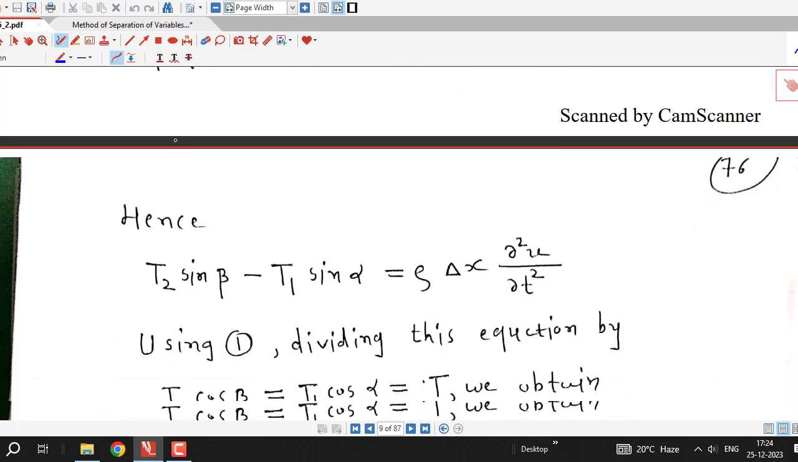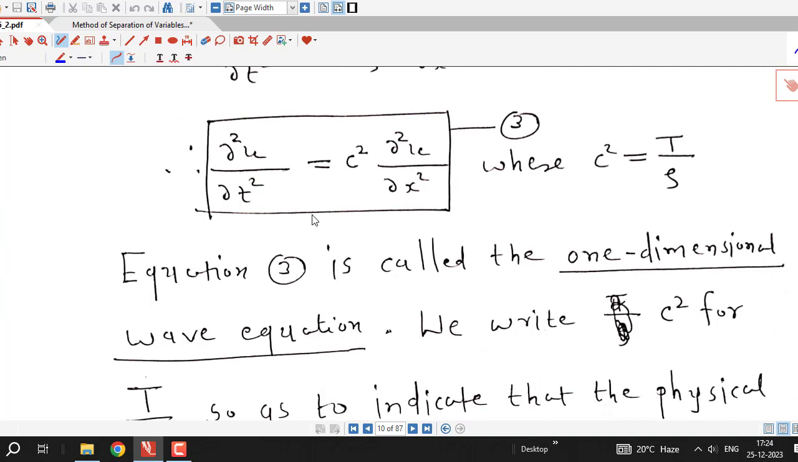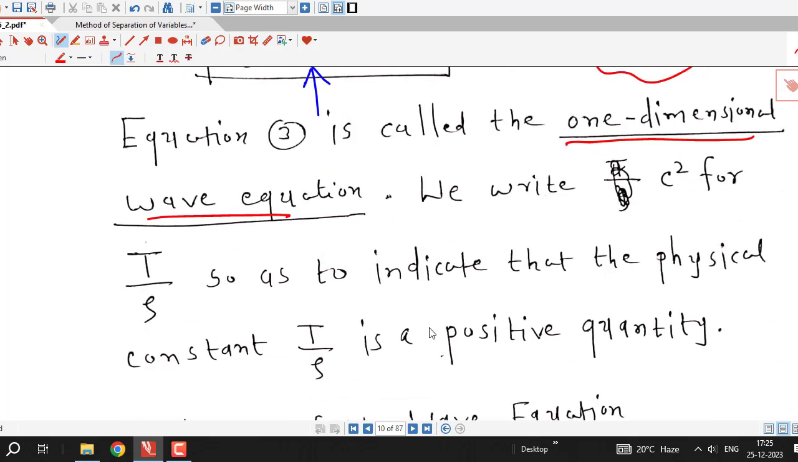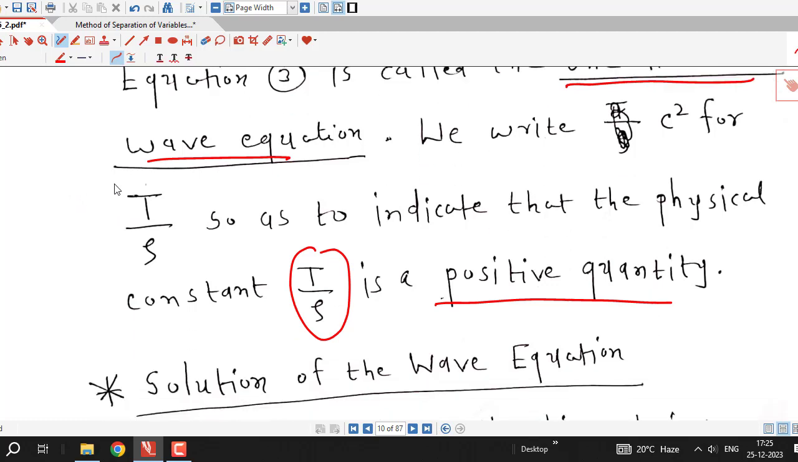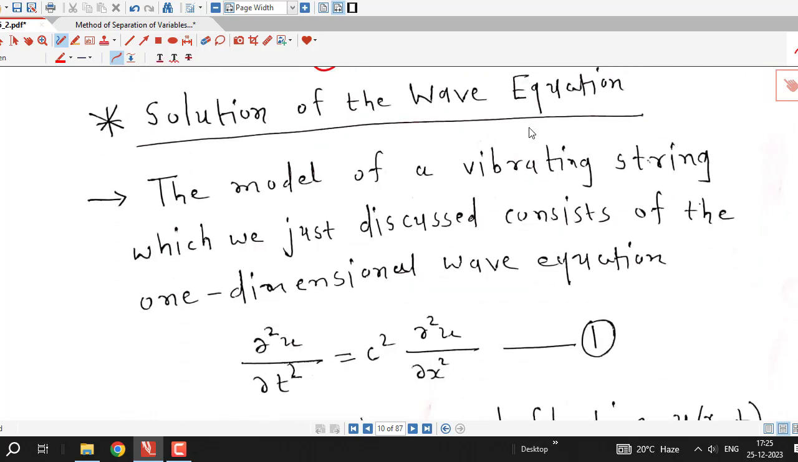So first we assume that our solution is in the product form, and I have written here the wave equation, del square u by del t square equal to c square times del square u by del x square, and this is called the one-dimensional wave equation. This c square is tension divided by rho, and it is a physical constant and always a positive quantity. So we are not going into the physics of the equation. Our aim is to find the solution of the equation.